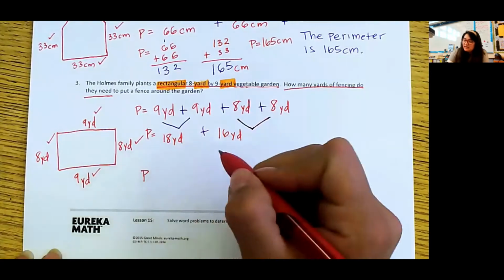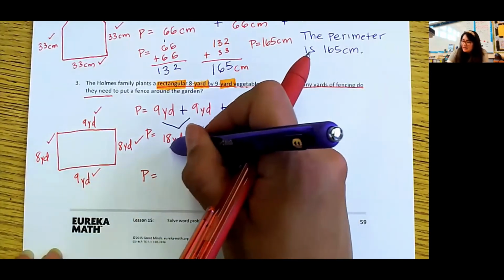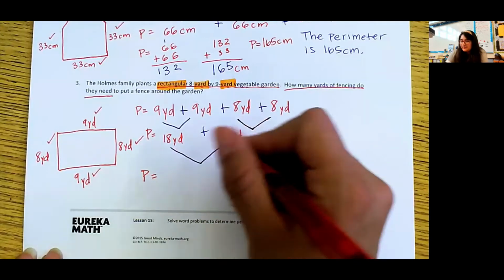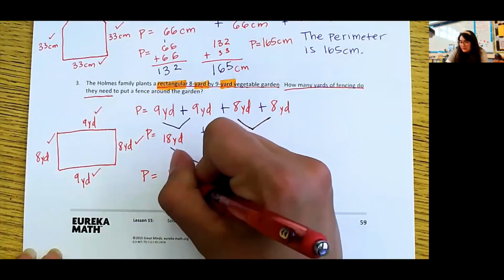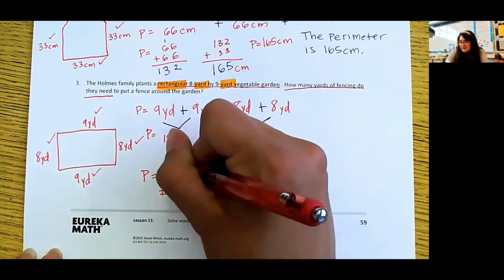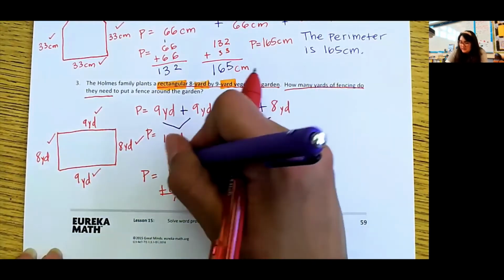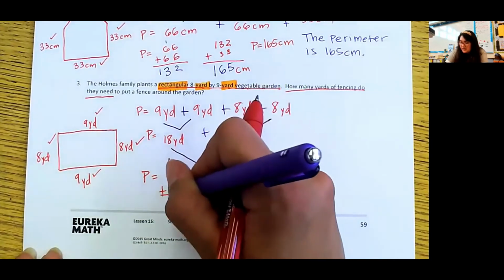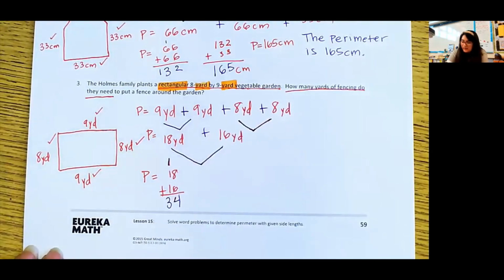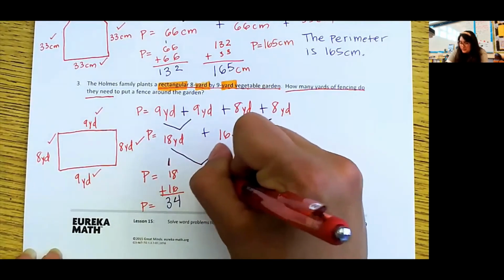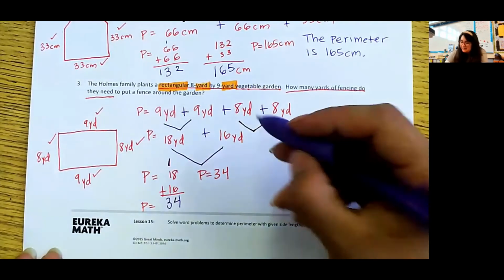Now, finally, I'm going to add 18 yards plus 16 yards, okay? I'm just going to do the vertical way because it's easier for me. 18 plus 16, 8 plus 6 is 14. And 1 plus 1 is 2, plus 1 is 3. So we have 34. So we found our perimeter. So the perimeter equals 34. And let's write our sentence.